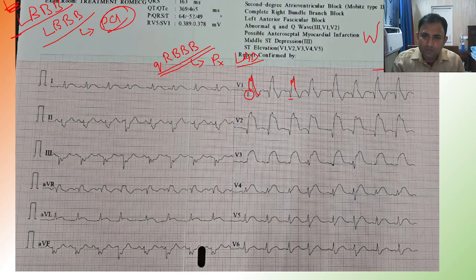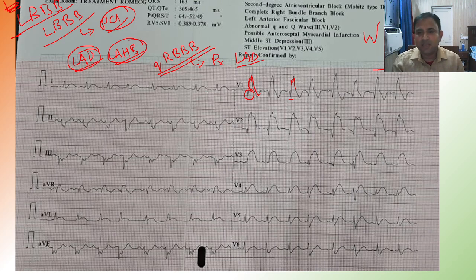So over here, if you see, there is a RBBB pattern. Now very carefully look at the axis of the QRS complex. With the qRBBB going on, you have got a left axis deviation, which suggests that there has been another bundle branch block. In this case, it is LAHB.